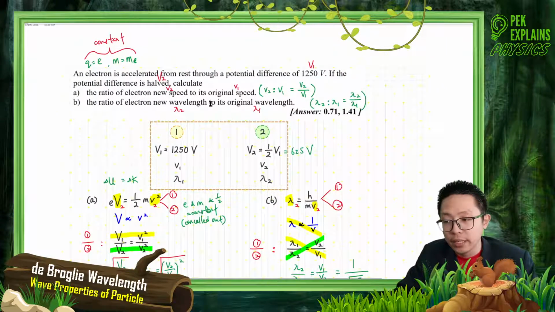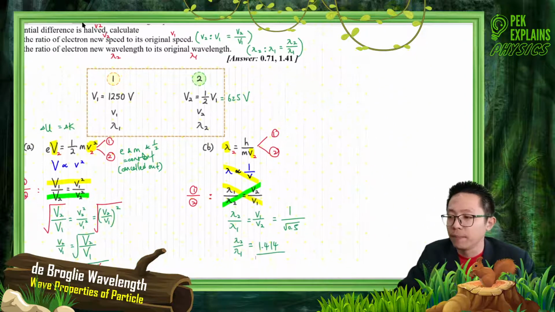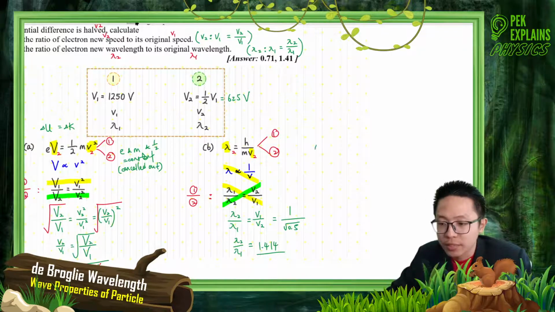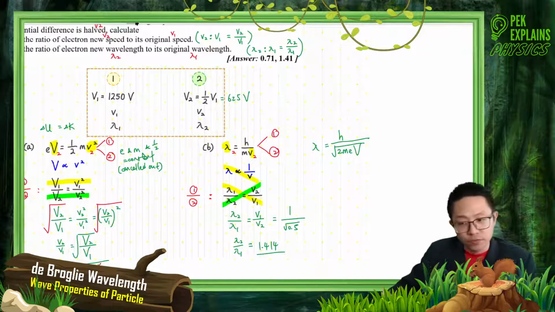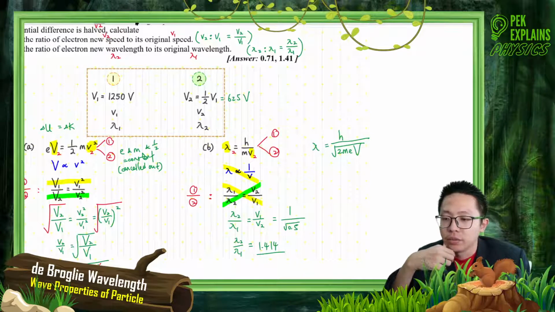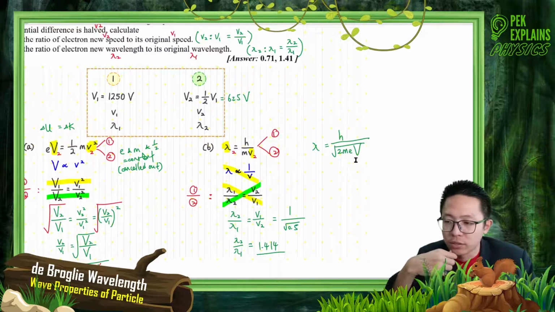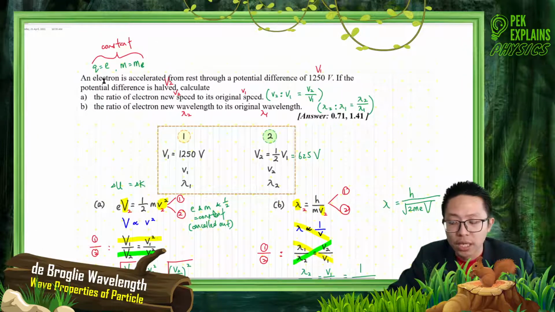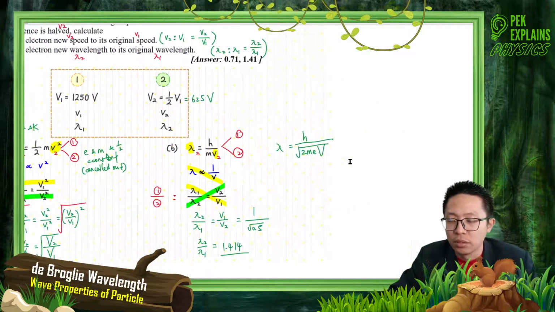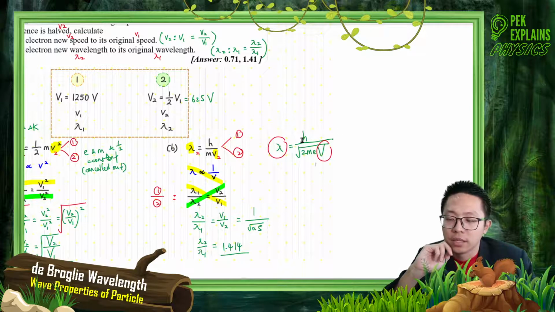Or for question B, if you don't want to use the velocity, we want to use back the voltage, you can also use the other formula, which is lambda equal to h over, this is a bit long, square root of 2 m e voltage. This formula also can. All the others are constant. H is constant, mass is constant, electron charge also constant, because we use the electron only. So the mass and the charge is the same. So the only thing that changes is the lambda and the voltage here.